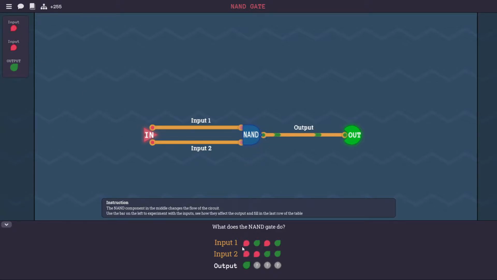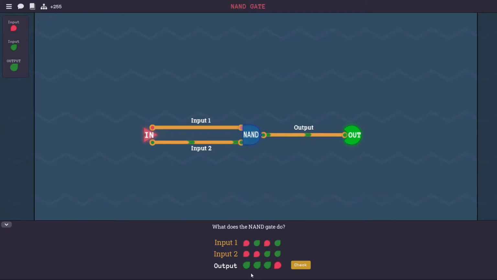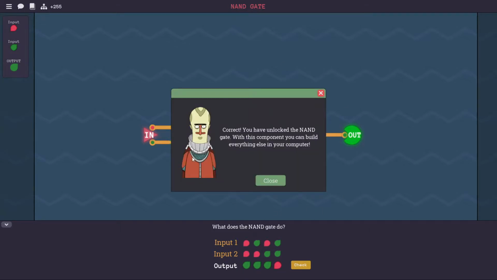We can see that when both the inputs are low, then the output is high. When the top input is high, it's still high. So we can select that here. When both of the inputs are high, it is low. So we can select that here. And when the bottom input is high and the top input is low, we can see that the output is also high. So with these outputs selected, we can check, and we can see that beats this level.